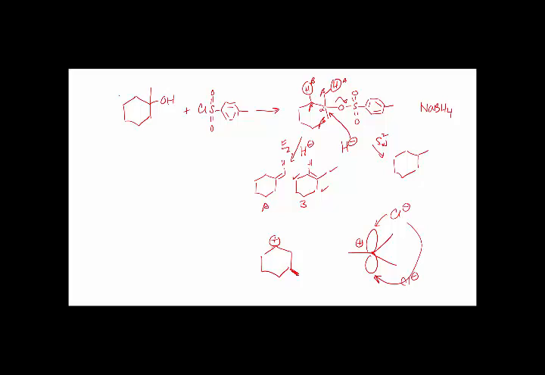When it does 50-50, that means that half the time it's above the plane, or above the ring, and half the time it's below the ring. So it's really not that it's adding cis and trans, it's ending up cis or trans. But it's adding above and below the plane of the ring because I formed a carbocation.